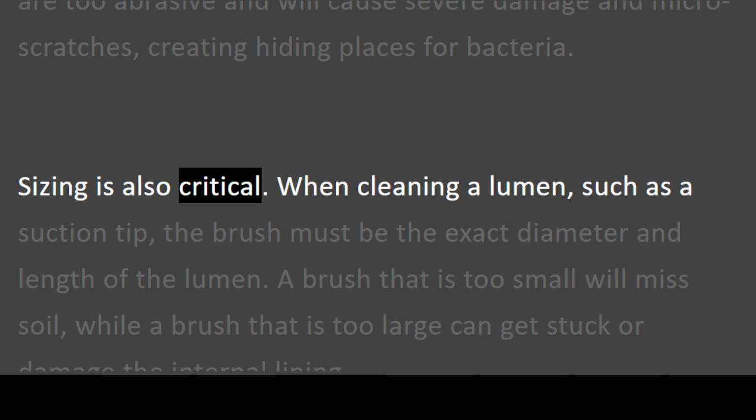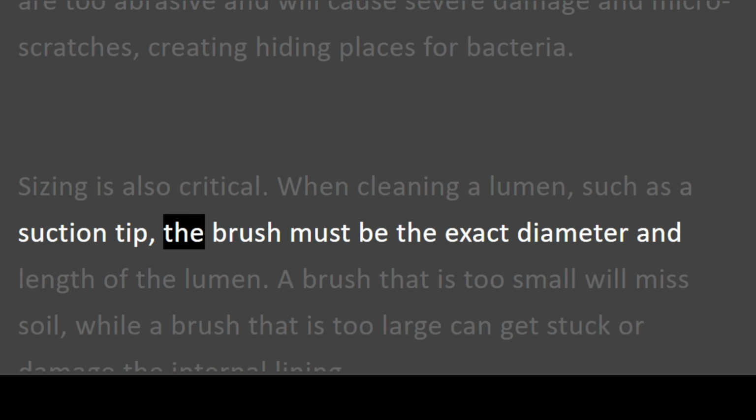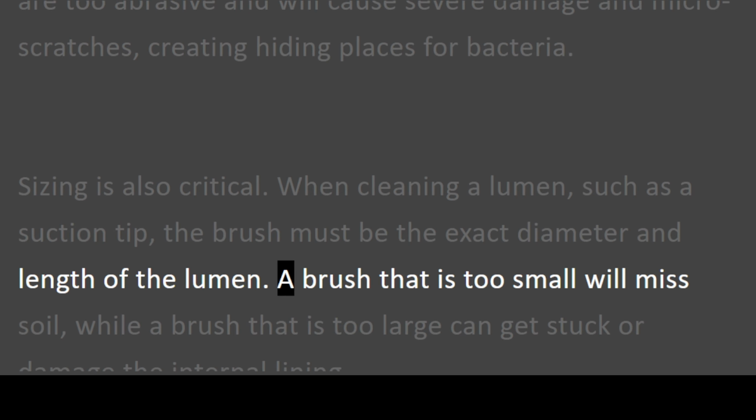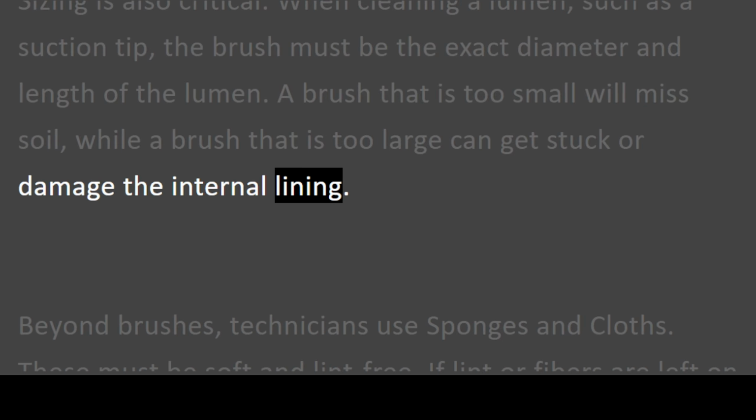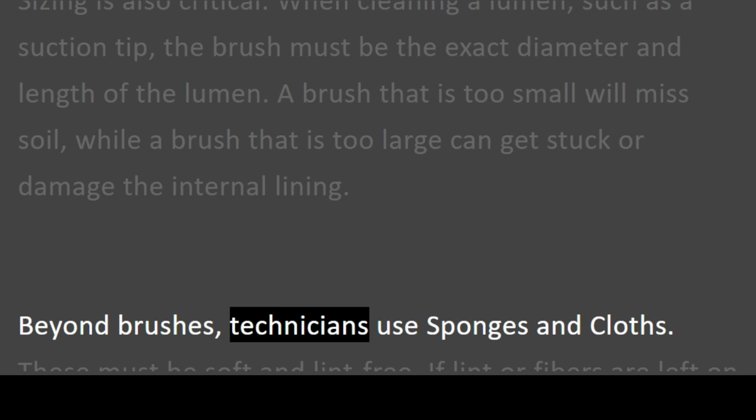Sizing is also critical. When cleaning a lumen, such as a suction tip, the brush must be the exact diameter and length of the lumen. A brush that is too small will miss soil, while a brush that is too large can get stuck or damage the internal lining. Beyond brushes, technicians use sponges and cloths.